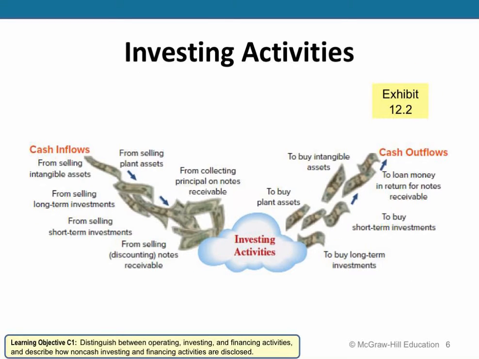Investing activities are going to be those in which the company goes out and sells some plant assets, or maybe sells either a long-term or short-term investment of their own, and conversely goes out to purchase plant assets or purchase long-term or short-term investments of their own.